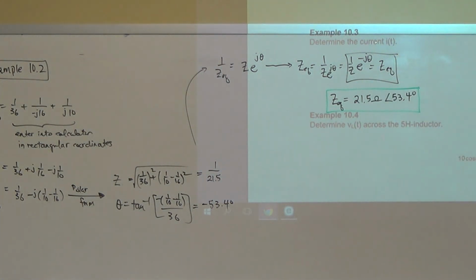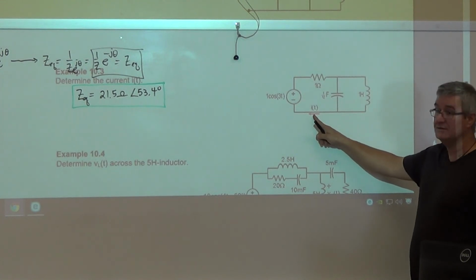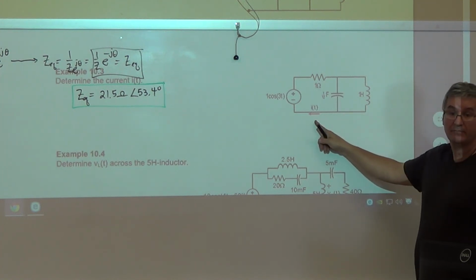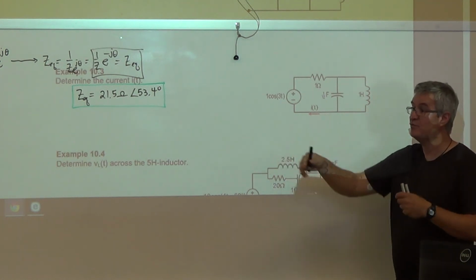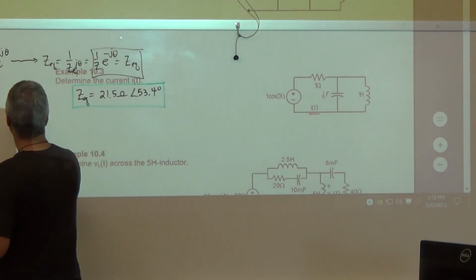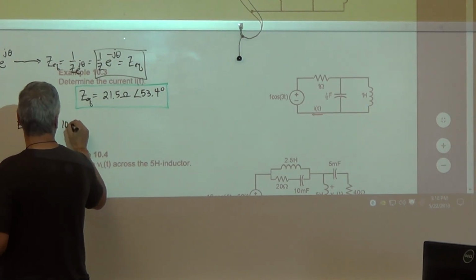Okay? Let's look at this circuit right here. Look what I want to do. I want to calculate the current. How do I calculate the current? Well, one, I could set up a differential equation to solve this problem. Or I could go into a phasor form, solve a linear problem, and then transform back. So let's do that. So here, let's go to example 10.3.